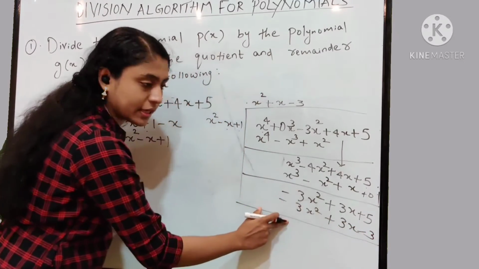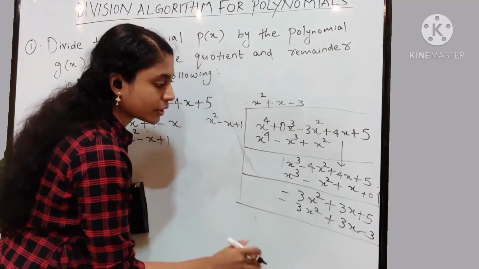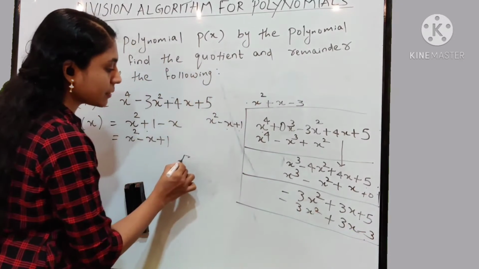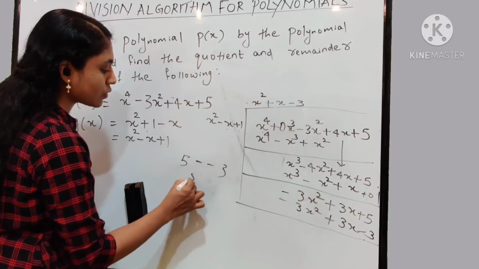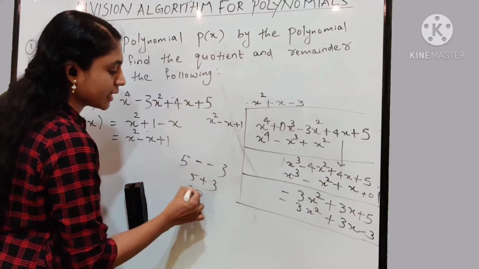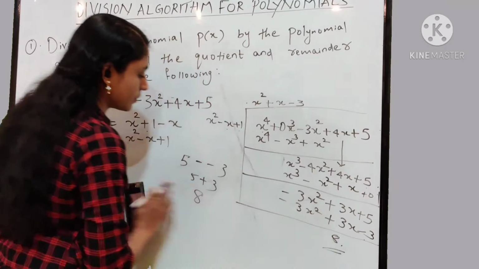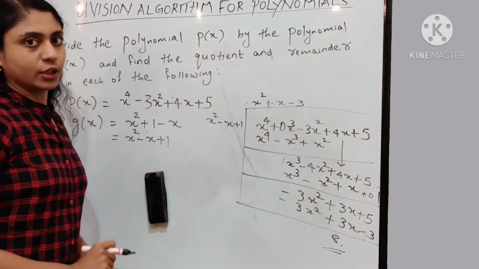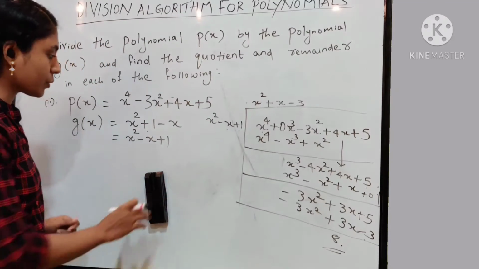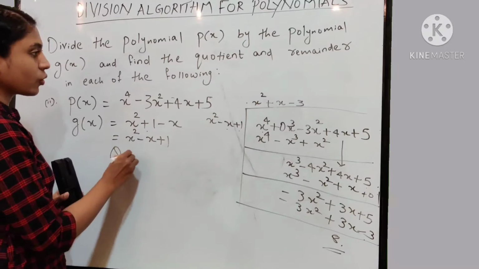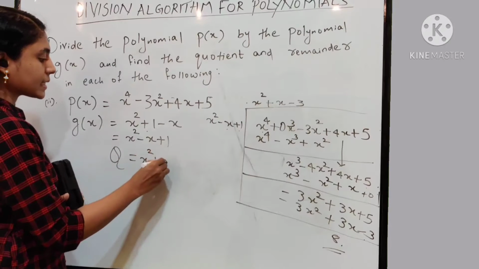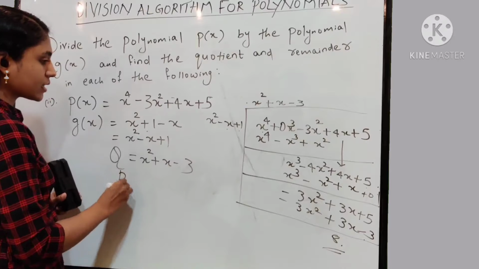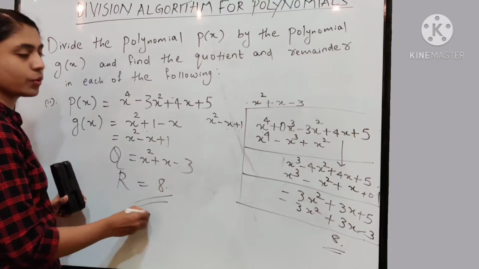Now this term gets cancelled and 3x also gets cancelled. Then the constant terms 5 and minus 3, we are subtracting. So 5 plus 3 is 8. So we got the degree of the remainder less than that of the degree of the divisor, so we can stop the division process. So what is the quotient here? Quotient is equal to x square plus x minus 3 and remainder is equal to 8.